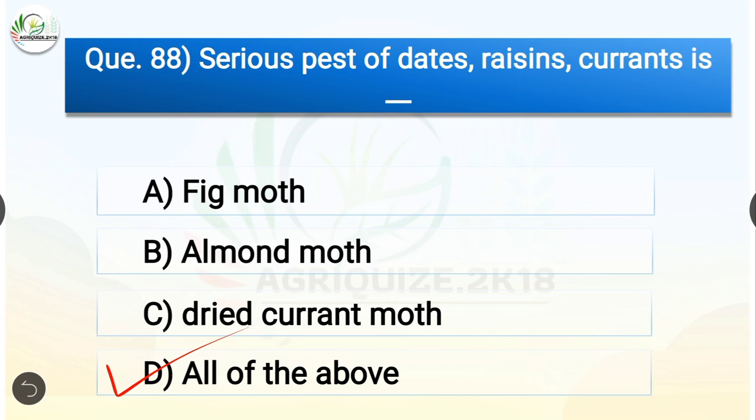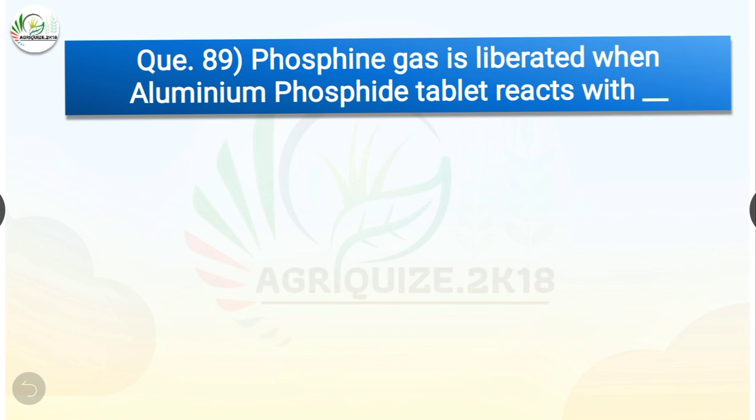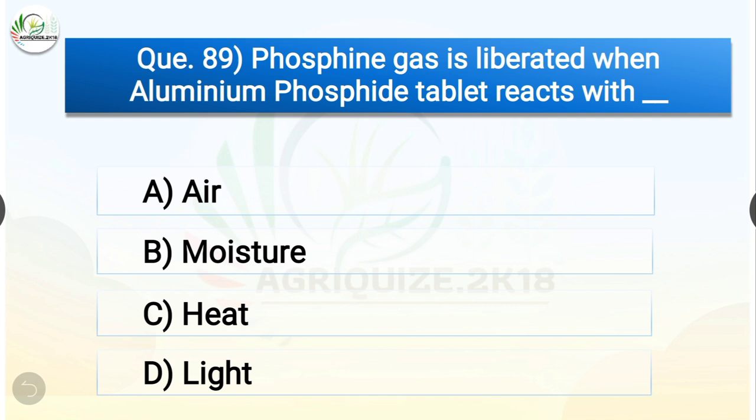Question number 89. Phosphine gas is liberated when aluminium phosphide tablet reacts with dash. The options are air, moisture, heat or light. The correct answer is option B, moisture. So phosphine gas is liberated when aluminium phosphide tablet reacts with moisture.